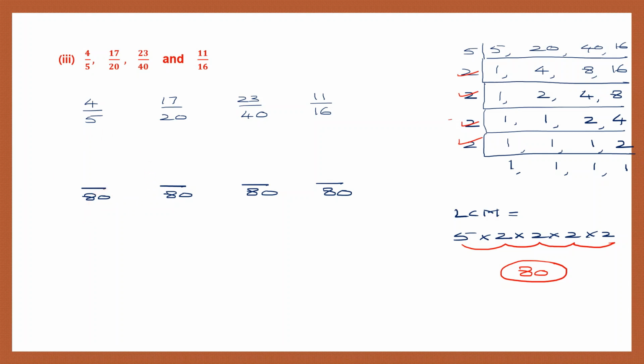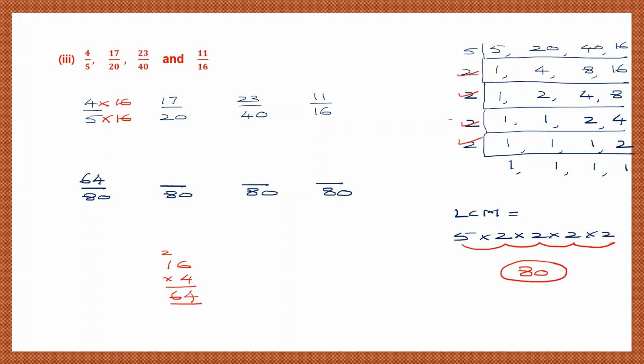If these are big numbers, then we can do it this way. So divide 80 by 5. You can do short division. 5 1s are 5, 6, 7, 8. So there's 3 left. That's 30. 5 6s are 30. So 5 into 16. So 5 into 16 is 80. So multiply 4 also by 16. So let's multiply 16 into 4. 4 6s are 24. 4 carry 2. 4 1s are 4. 5, 6. So 64. 16 4s are 64. So we write 64 as the numerator here.